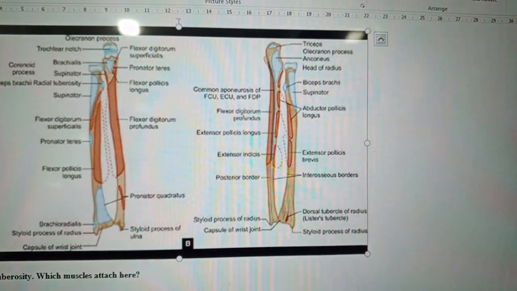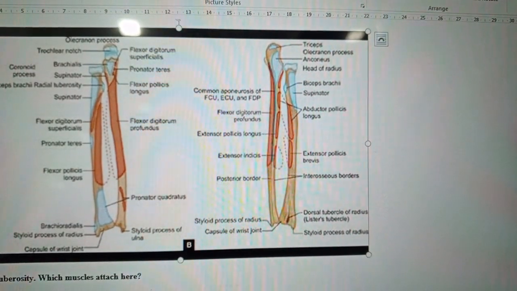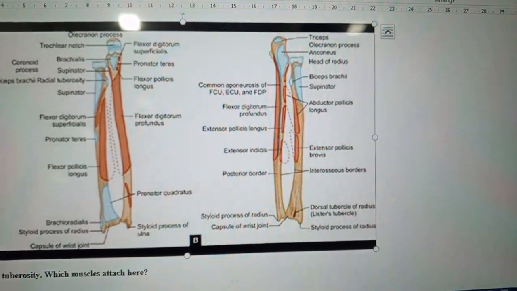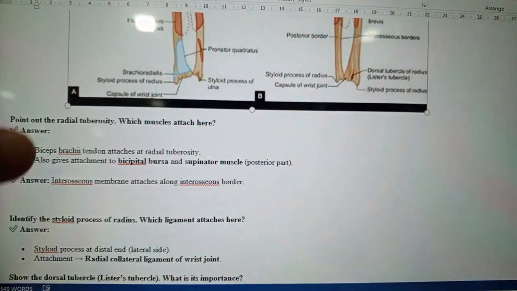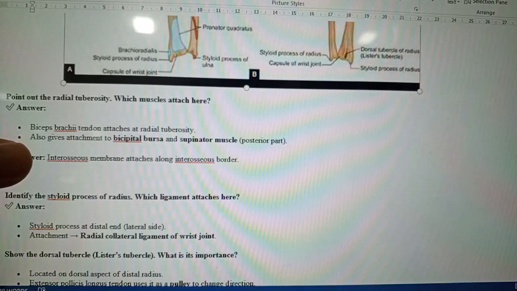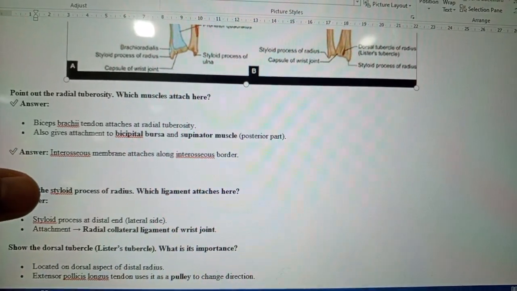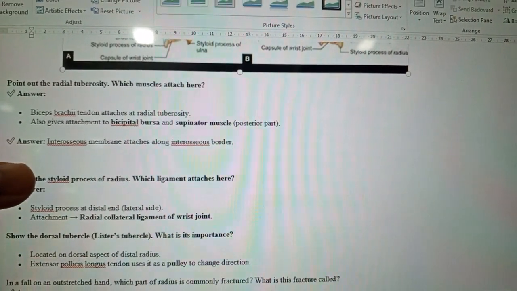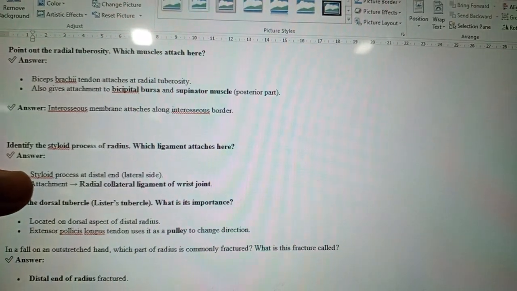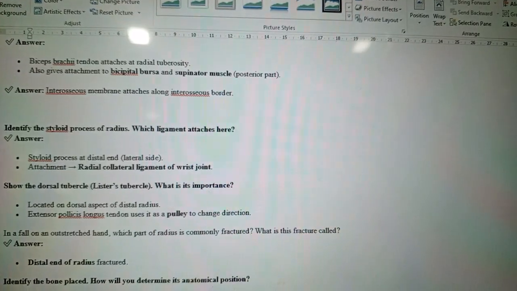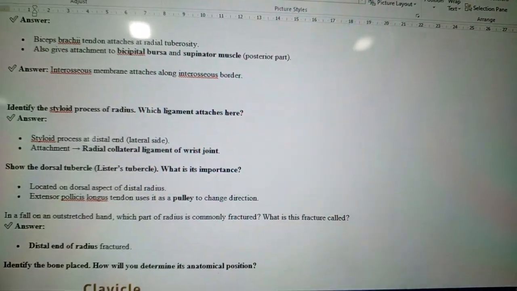Now you can see on the radial tuberosity the biceps brachii muscle is attached over here. Here it is also written: radial tuberosity, which muscle attached is present. Biceps brachii tendon is attached at the radial tuberosity. Also it gives attachment to the bicipital bursa and the posterior part of the supinator muscle.